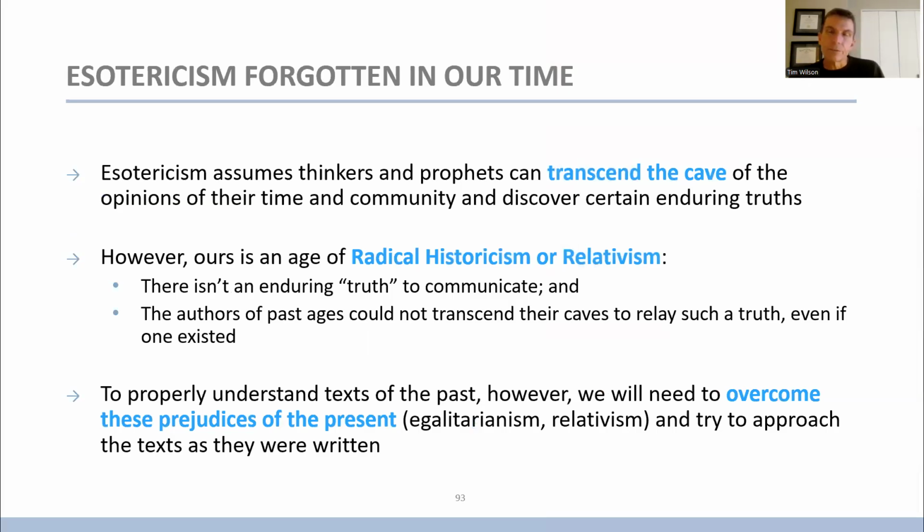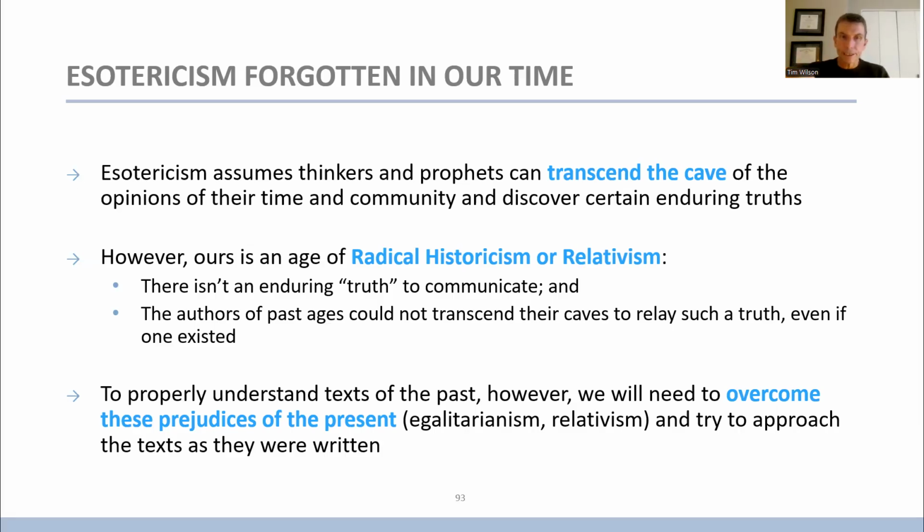So another reason, so we have the problem of our democratic outlook that eschews the notion that there are a few that are reserved for the truth and the many. We also live in an age that I would say is permeated with what we could call a radical historicism or relativism. And what that means is that we can't take the point of departure that the tradition of esotericism took. Esotericism assumes that thinkers and prophets can transcend the cave of opinion of their own time, of their own community, and discover certain enduring truths. Ours is an age, as I said, of radical historicism or relativism. Our general assumption is that there is no enduring truth to communicate, and that authors of past ages could not transcend their caves to relay such a truth, even if one existed.